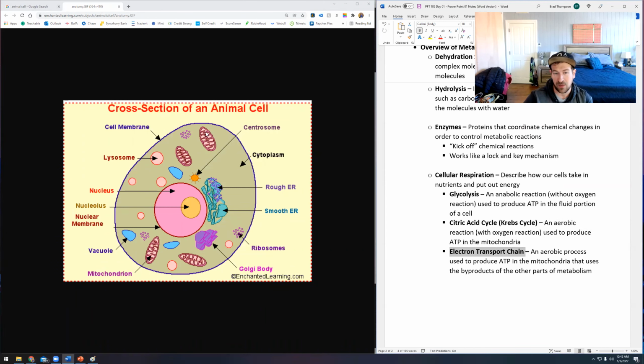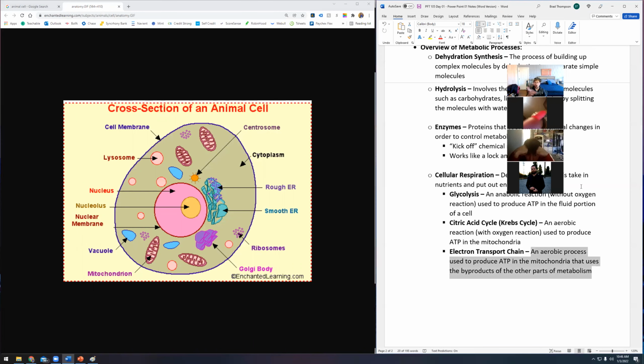At the very end of the mitochondria, there's this little pump, and it's going to take the NAD and it's going to take the FAD. This is an aerobic process used to produce ATP in the mitochondria that uses byproducts of the other parts of your metabolism. So the whole purpose of all this has been to make ATP, right? And we keep making other stuff. Like, you give me glucose and I'm going to make ATP out of it.